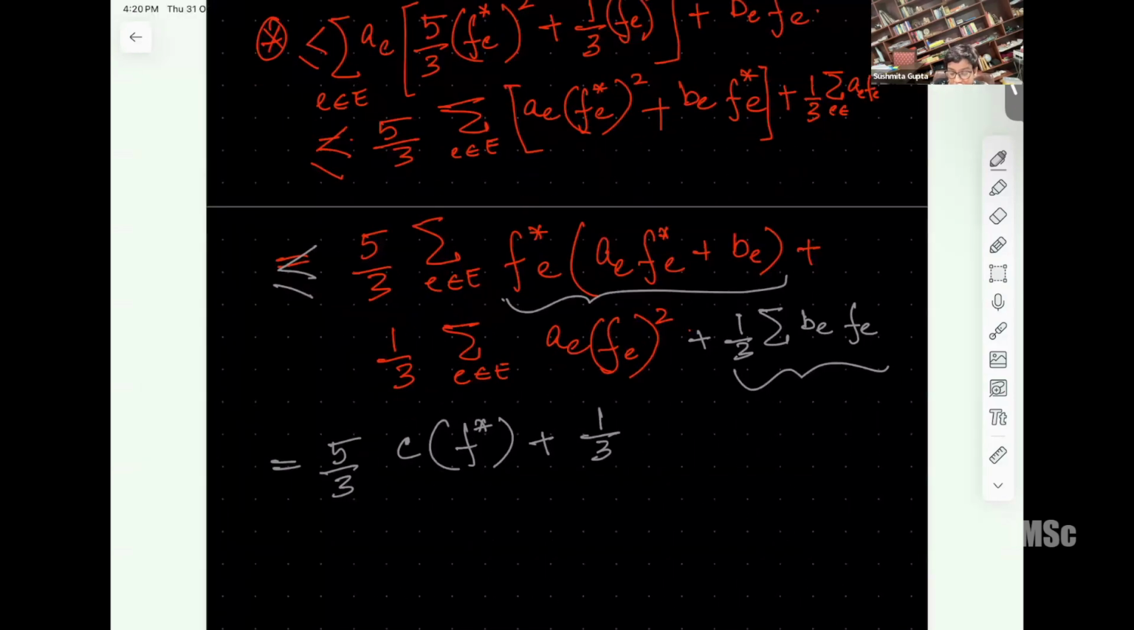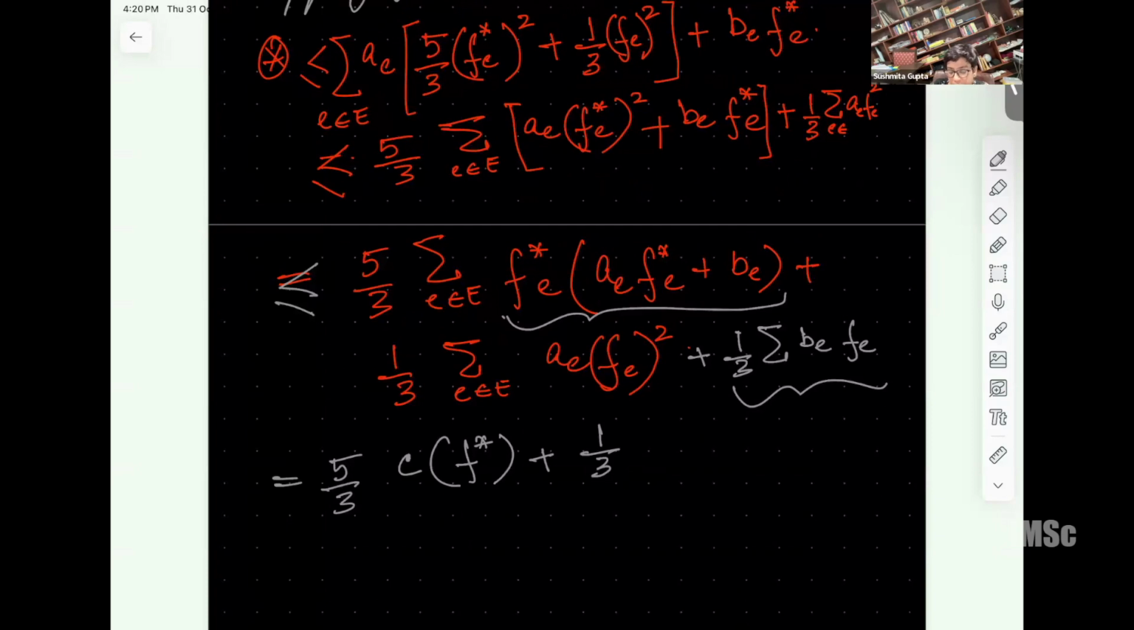All these additions and many of these things will simply not hold if the cost function does not have the non-decreasing property, or if these affine coefficients, the a_e and b_e quantities, are not positive and so on, right? So this is why.